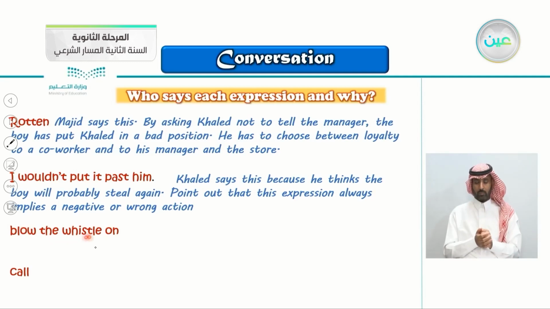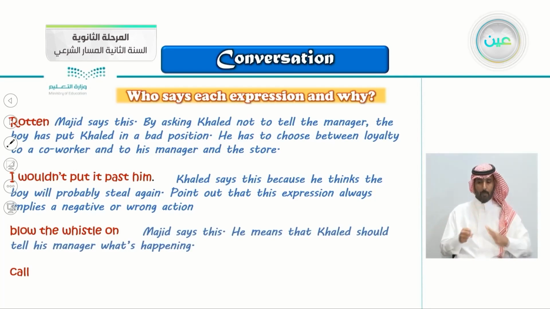Blow the whistle on. Who says this one? Blow the whistle. Majid says this. He means that Khalid should tell his manager what happened. To blow the whistle, to let everyone know. Majid says this to tell his friend Khalid, you should tell on him.